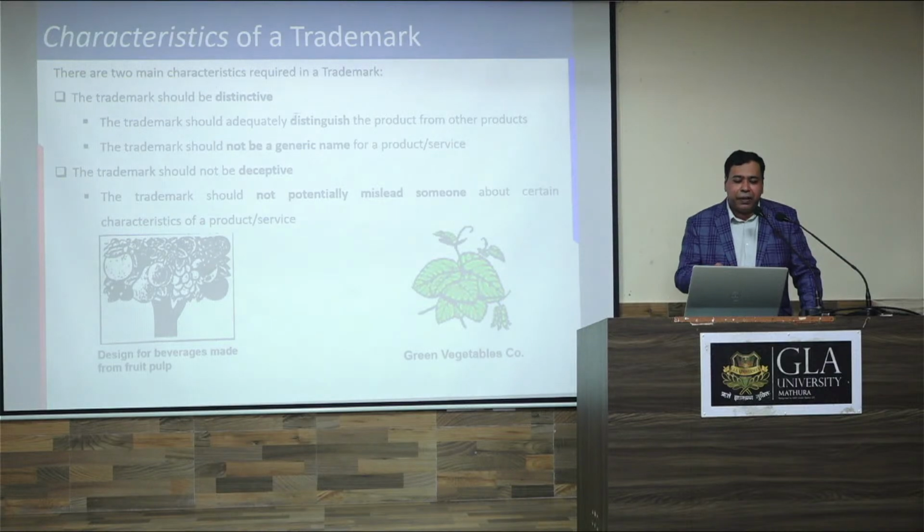In this example, the second one, the green vegetable company, is very generic in nature. So when we filed the second mark, the green one, it was rejected by the trademark office, while the first mark was granted because it had certain unique associated drawing vis-a-vis the first one.